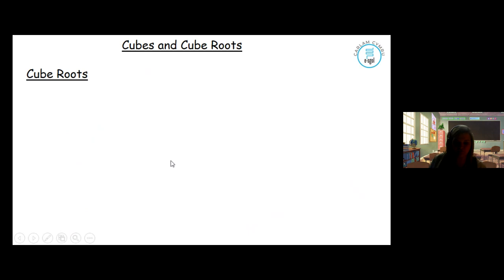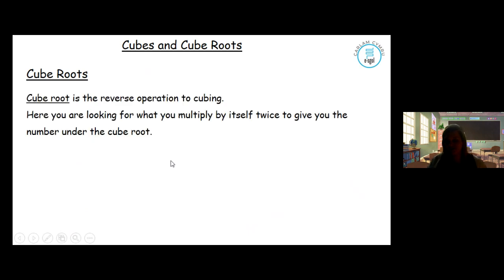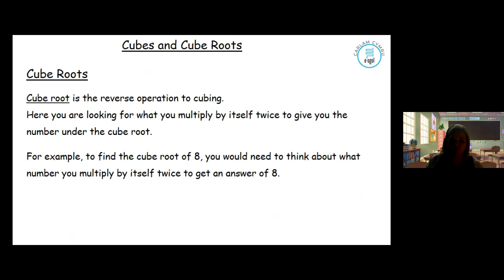Okay, and on to cube roots. So cube root, just like a square root, is the reverse operation of cubing, same as square roots are the reverse operation of squaring. So you are looking for what has been multiplied by itself twice to give you that number under the root. For example, to find the cube root of 8, we would need to think about what number you'd multiply by itself twice to get an answer of 8.